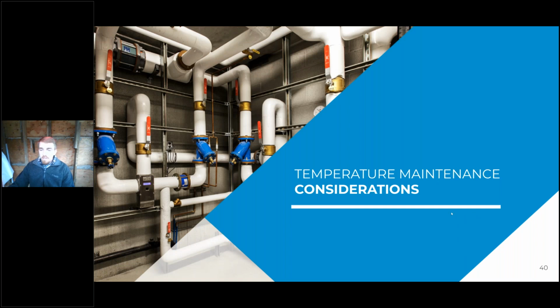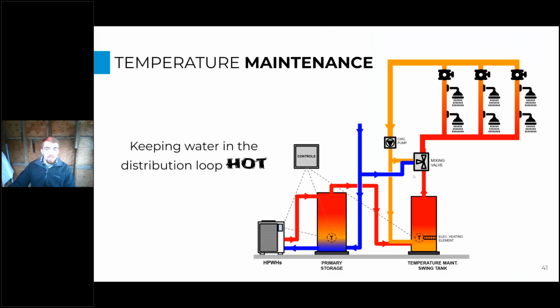So now we'll move on to the considerations we need to take when we're designing the temperature maintenance system, which is the system that's heating that recirculated water. So the main goal, as a reminder, for this temperature maintenance system is to keep the water in the distribution loop hot. Right? If you imagine these are all different taps, just as they're shown, say different showers, and then we have plumbing that has to run out to each tap.